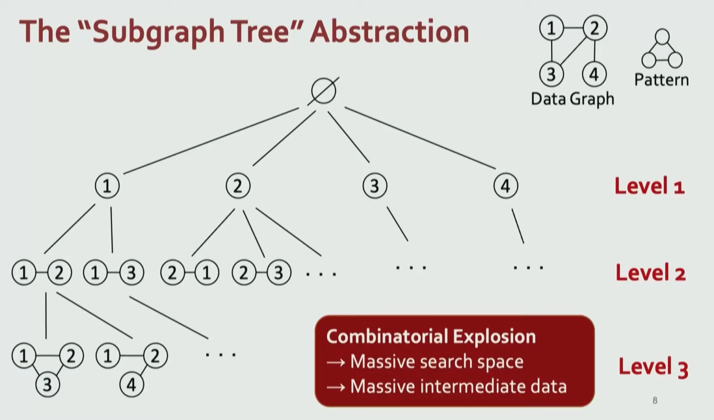And if the data graph or the pattern graph is very large, then we can imagine that this subgraph tree is a massive search space because of combinatorial explosion. And also, to build this tree, we need to maintain lots of intermediate data, which is shown in this figure.